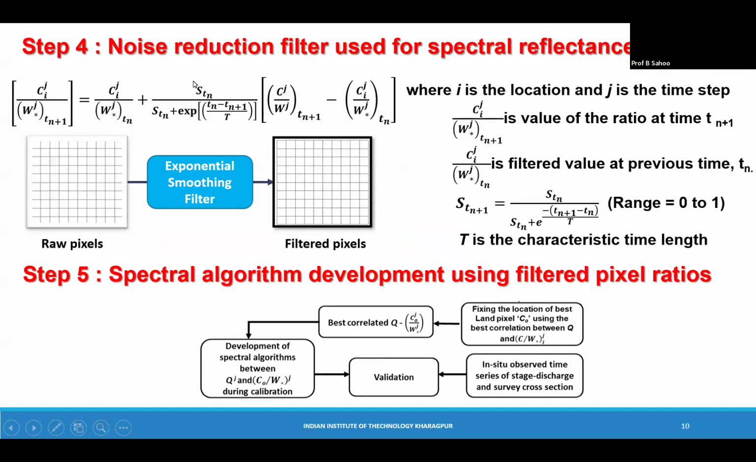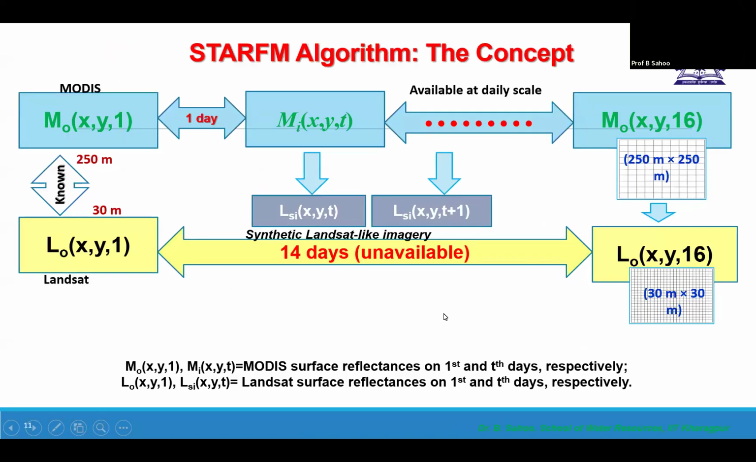Then we use some noise filter. This is called a trace filter. I'm not talking about that. Then we use the spectral algorithm developed for that. So we use the Q times the discharge time series versus the C by W ratio time series. And we develop some algorithms that is called a Copula algorithm, and a little bit non-linear type of thing.